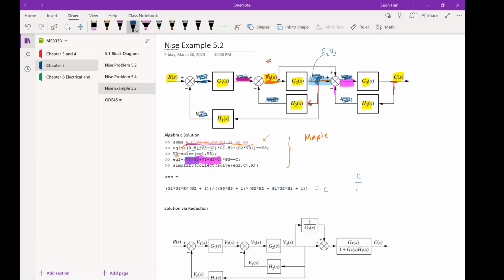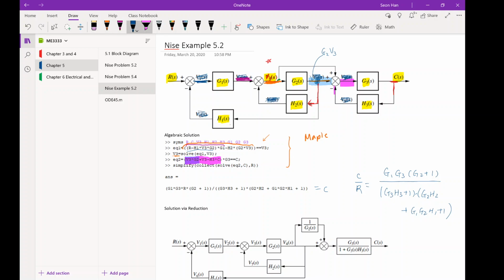So if you want to find C over R, that's equal to G1 times G3 times G2 plus 1, divided by G3 H3 plus 1 times G2 H2 plus G1 G2 H1 plus 1. Follow that. There's a multiplication right there. So that's your transfer function. That's your answer. So I can beat you on any day, if I'm allowed to use Maple or MATLAB.